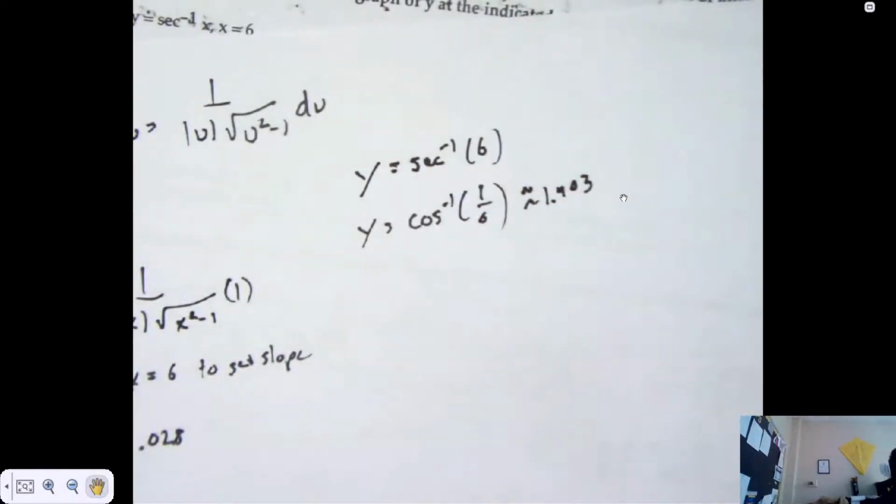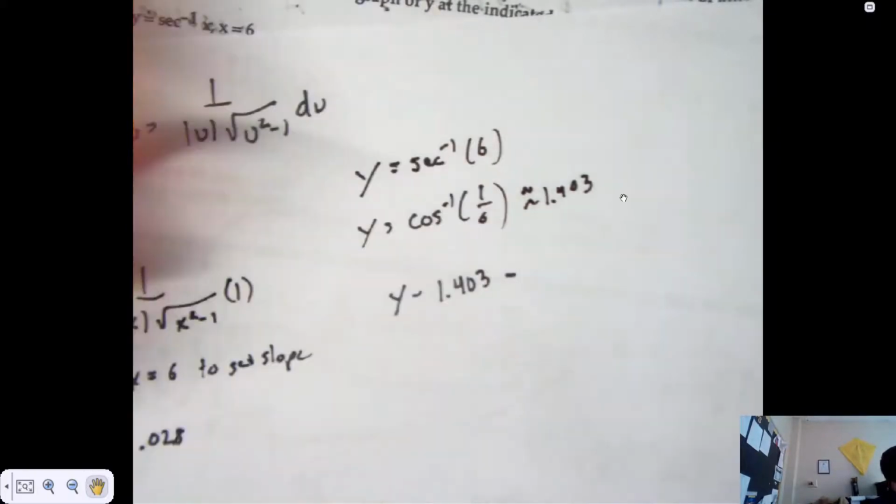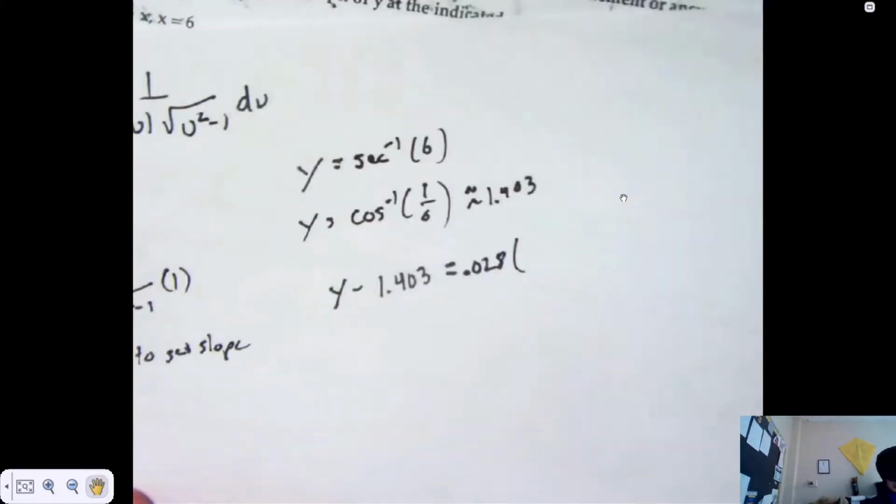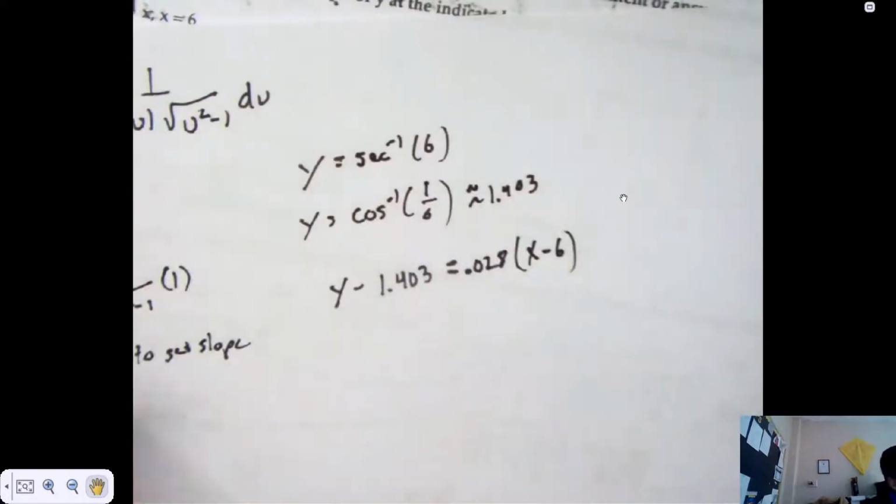And then we use point slope form. We have a y value, 1.403, equal to a slope of 0.028, times x minus the x value, which was 6. And if you can get that far, you can figure it out, right? So I'm not going to spend time on that.